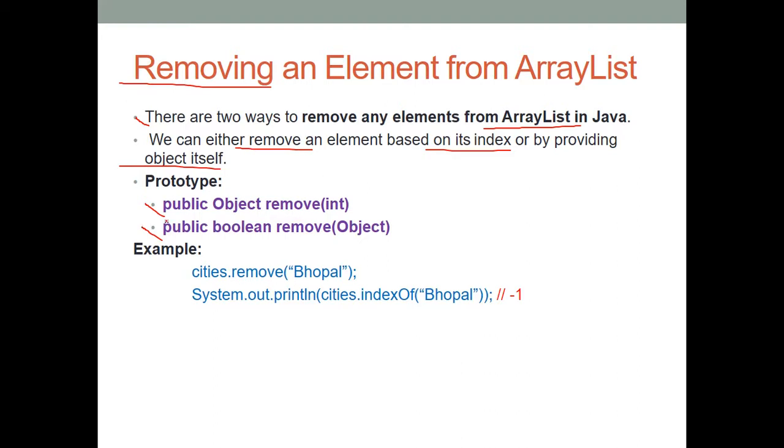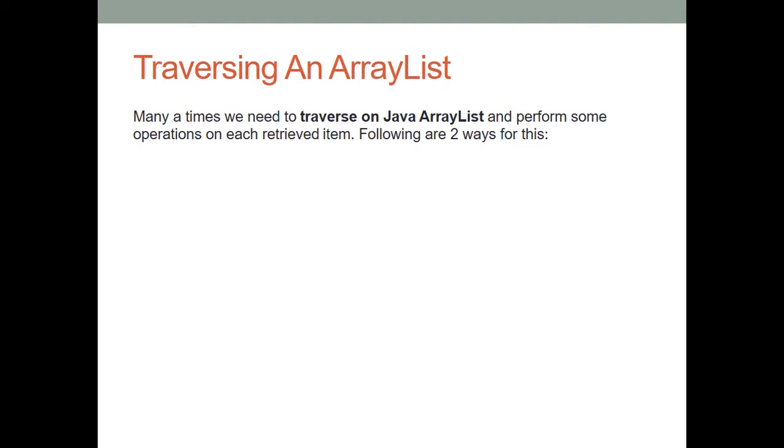So you have a method called public Object remove. You can pass an index number, so we can delete it and remove it. And if you have an object, then you can also pass this object, and it will be removed from this list collection. For example, city.remove of Bhopal, so Bhopal is removed, whatever index it had. So system.out.println city.indexOf Bhopal will return -1. If it is already deleted, then it will give you -1. I hope it is clear.